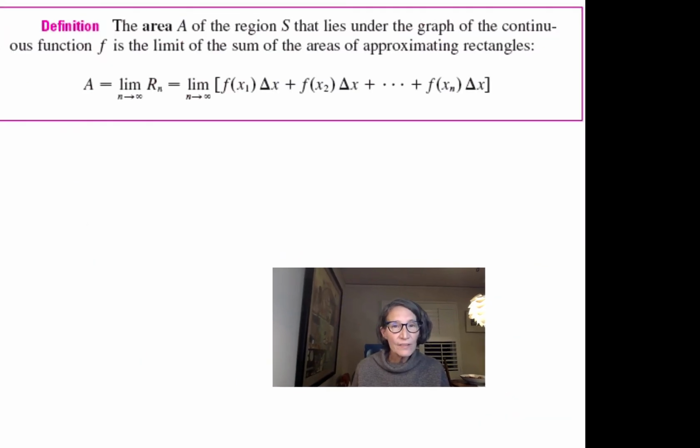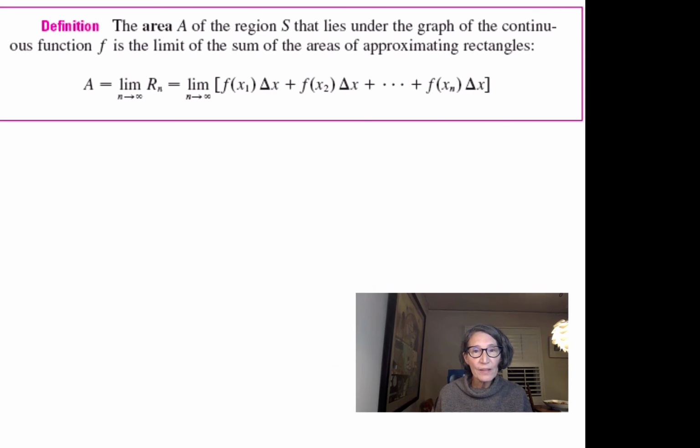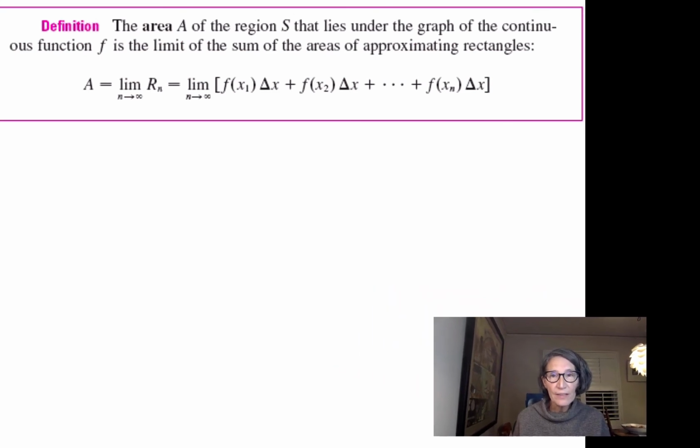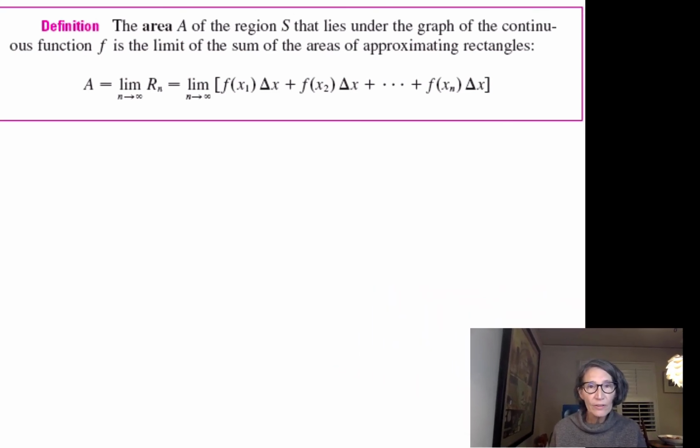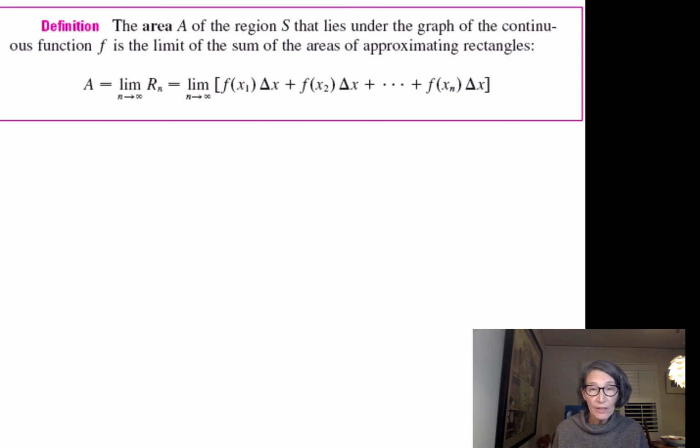So here's the definition we're going to use. The area of the region S that lies under the graph of the continuous function f is defined to be the limit of the sum of the areas of the approximating rectangles. So we're going to take the limit as n approaches infinity of Rn. Rn, remember, is the Riemann sum using n rectangles and right endpoints.